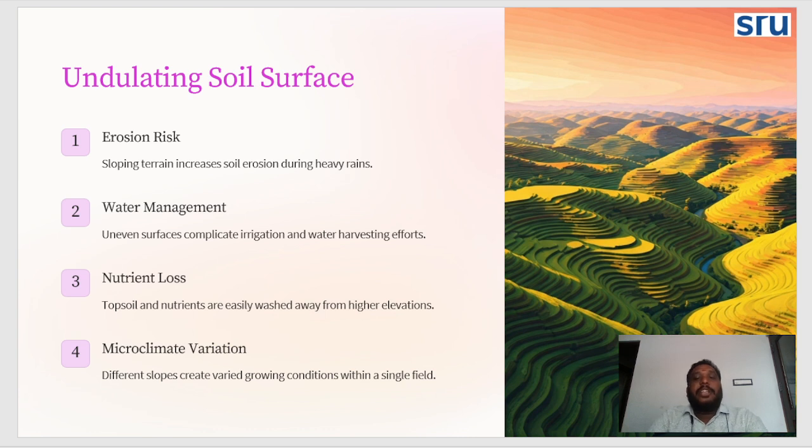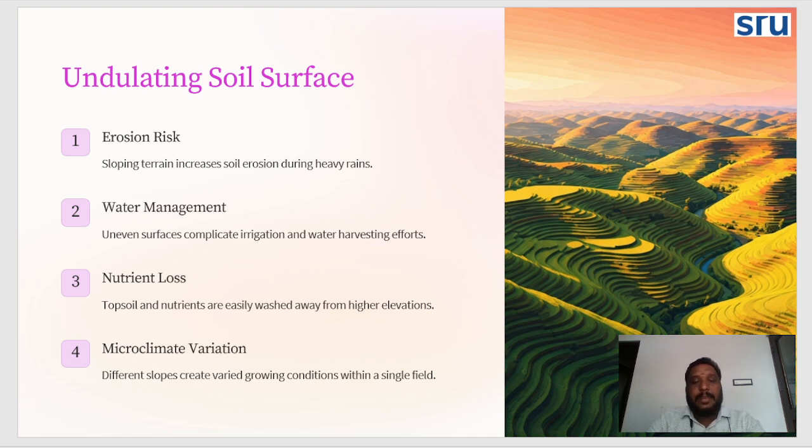So next is the undulating soil surface. This is also one of the important characteristics of rain-fed agriculture, because in the previous slide we were discussing the extensive climatic hazards, such as soil erosion, waterlogging conditions, and heavy winds or storms. These are going to be potential risks, and they cause effects like erosion risk, water management problems, nutrient loss, or microclimatic variations.